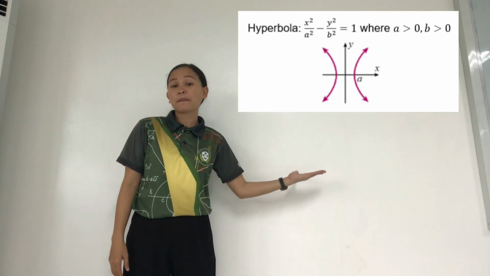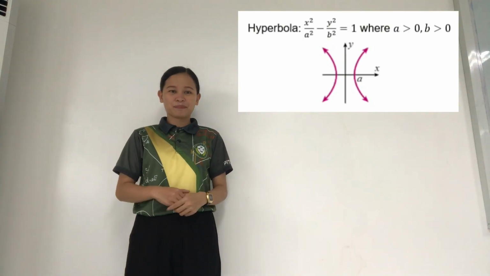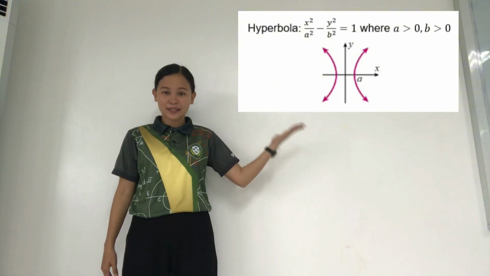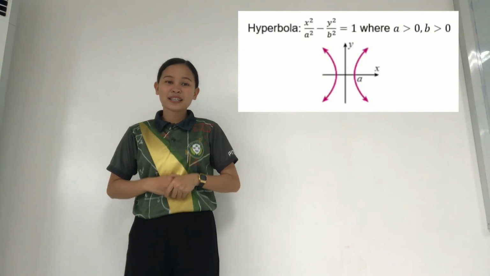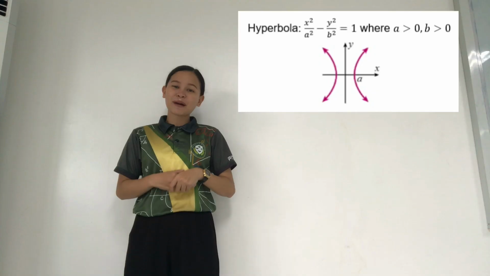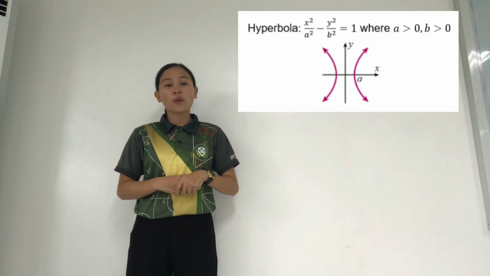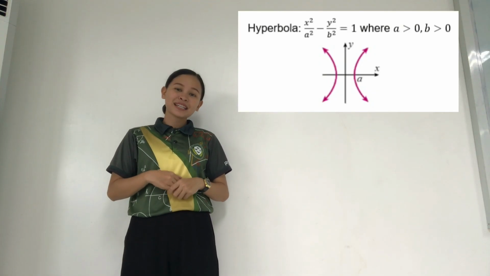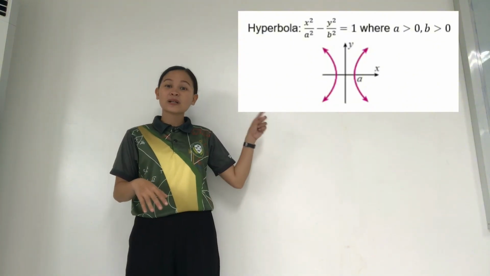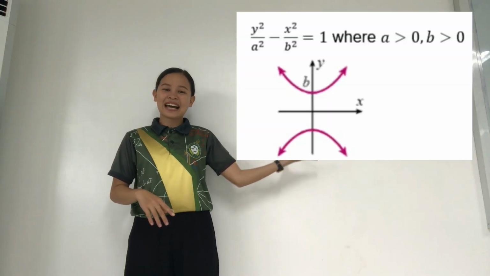Now, this is what the hyperbola looks like in the standard position. Here, as you can see, x squared divided by a squared minus y squared divided by b squared is equal to 1, where a is greater than 0 and b is greater than 0. How about if y squared divided by b squared minus x squared divided by a squared is equal to 1, where a and b are greater than 0? This is what it looks like.